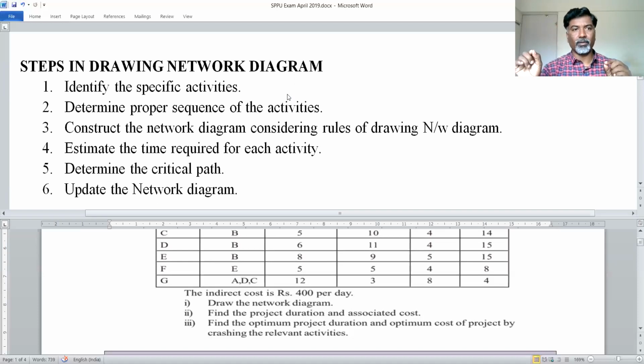And the critical path we have identified, you have to draw on your network diagram with some other color while making that arrow thick. So these are some rules to draw a network diagram. Now we will see an example on network crashing.